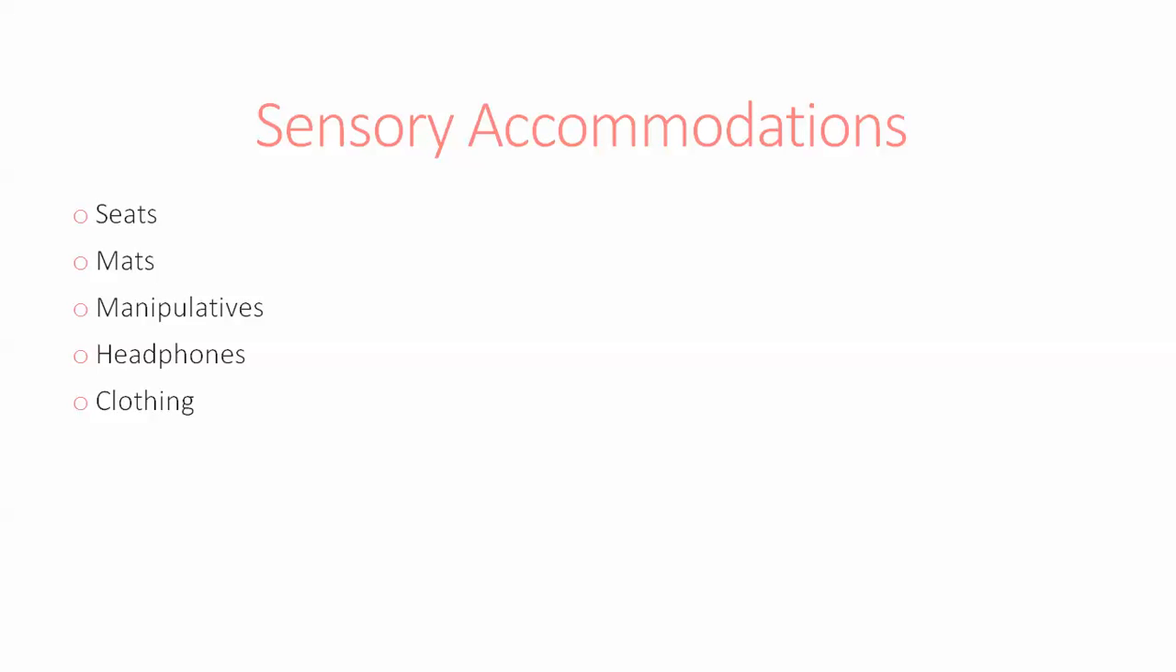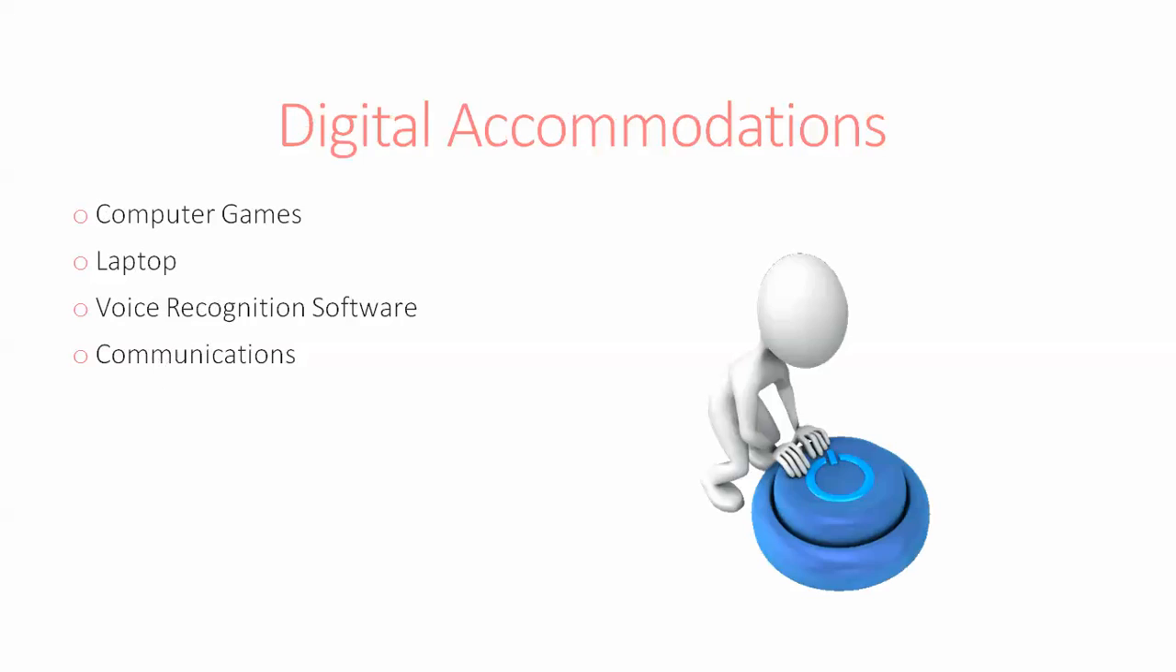Sensory accommodations are when you give the student a certain item that will help them when they work. For example, they have a weighted vest that you can give the student if they're having problems being away from their mom because it feels like they're being cuddled when they wear it. Some examples that can be found in the classroom are seats, mats, manipulatives, headphones, and clothing.